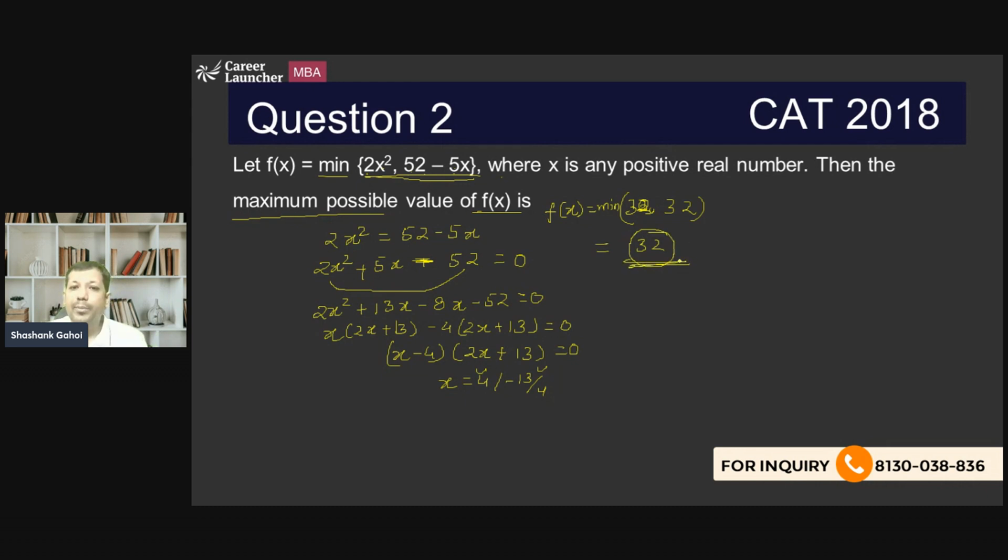You don't have to worry about it. Just put both values equal, you will get the answer. Okay, this is 13 by 2. Now let's move on to the next question.